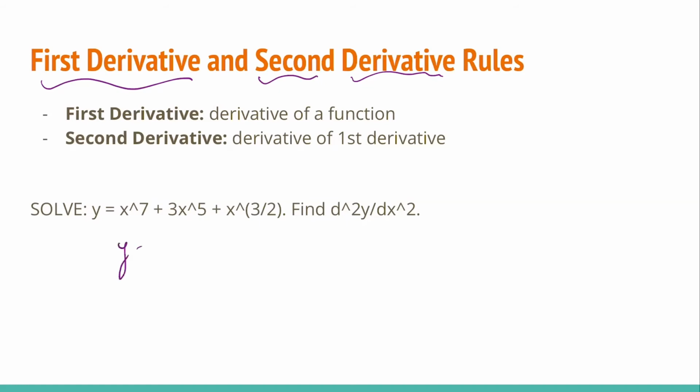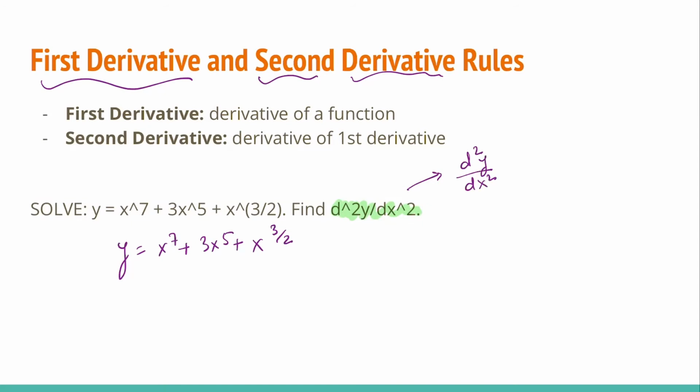So y equals x to the power 7 plus 3x to the power 5 plus x to the power 3 over 2, right? And the problem is asking us to find the second derivative. So this is actually d squared y over dx squared.